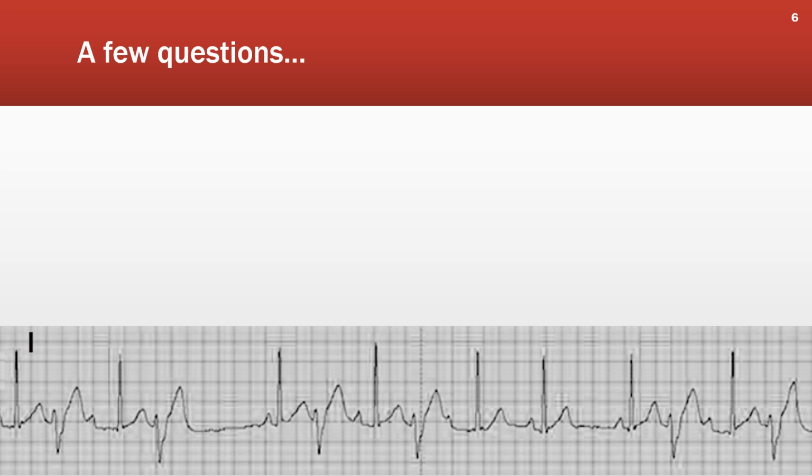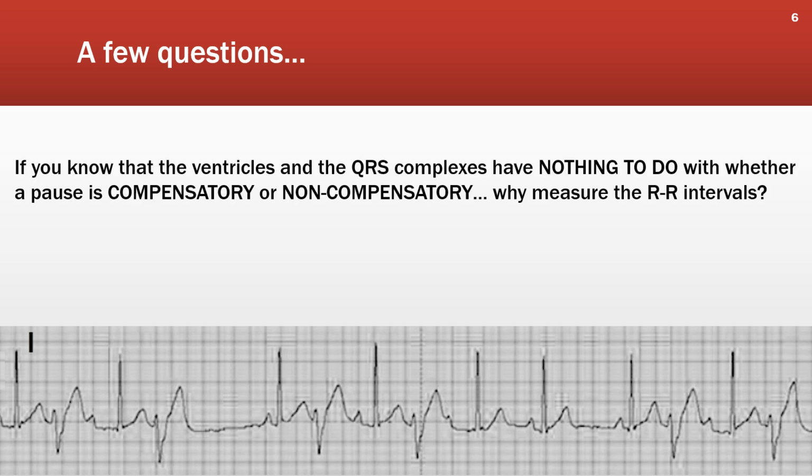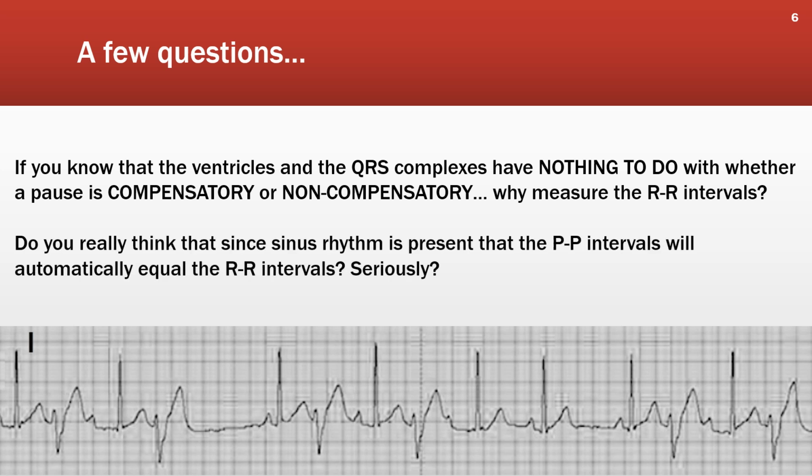Okay, a few questions for you. If you know that the ventricles and the QRS complexes have absolutely nothing to do with whether a pause is compensatory or non-compensatory, then why measure the RR intervals? Do you really think that since sinus rhythm is present, that the PP intervals will automatically equal the RR intervals? Seriously? Let's take a look at this rhythm strip here.